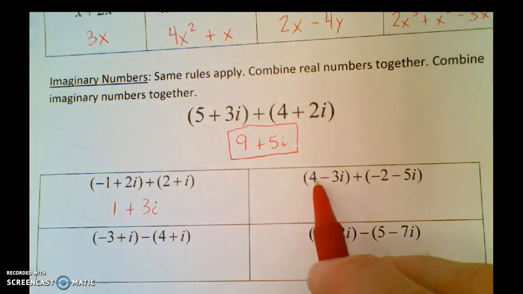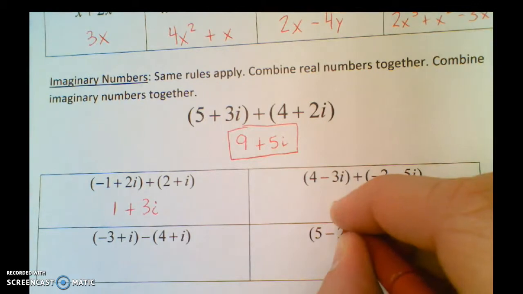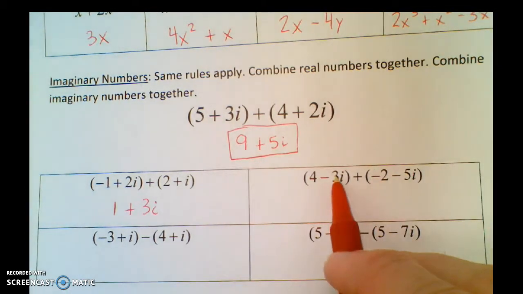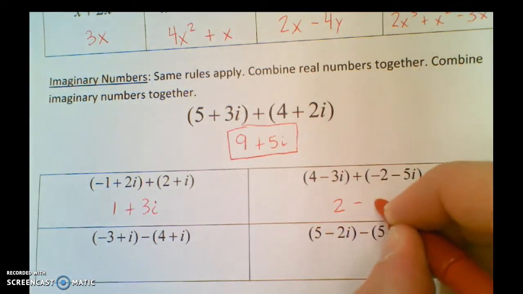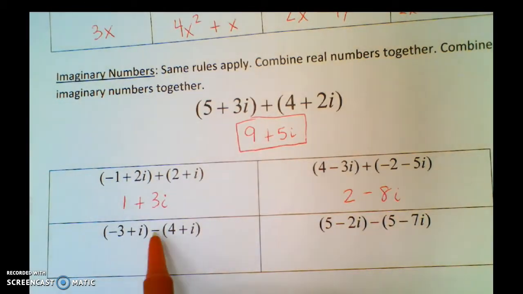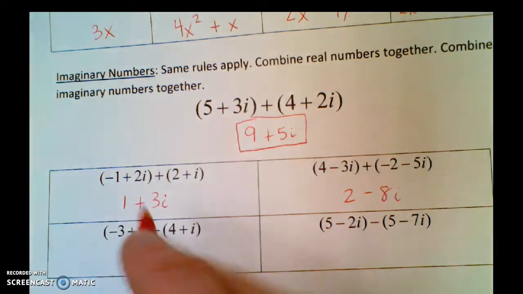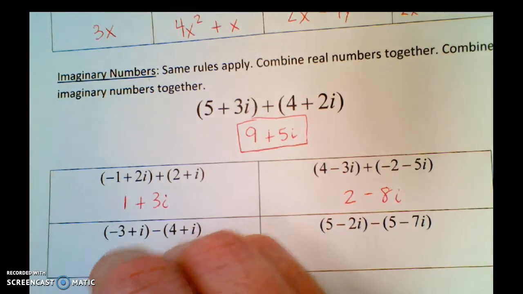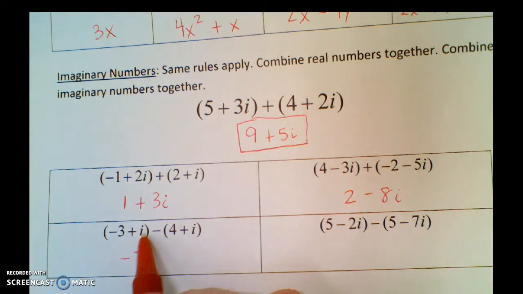Again, take your real numbers. 4 plus -2 is 2. -3i plus -5i is -8i. Here I'm subtracting, so I just have to remember to subtract the term when I'm going from one set of parentheses to the next. So I have -3 minus 4. -3 minus 4 is -7. i minus i, the i's cancel, so there's no i term left over.